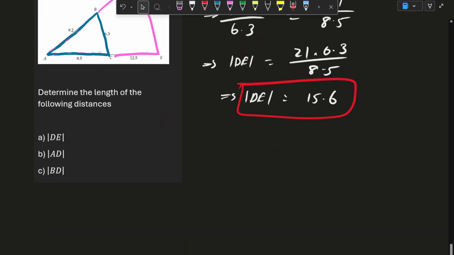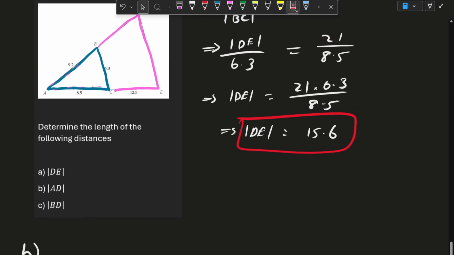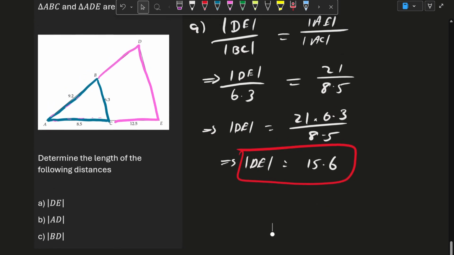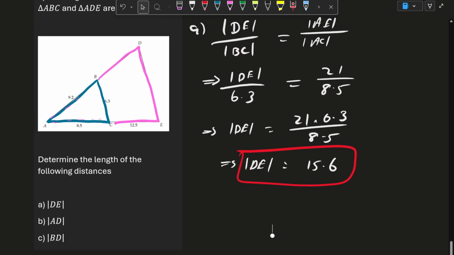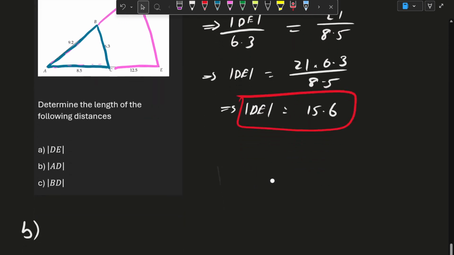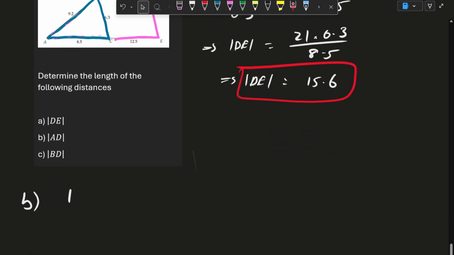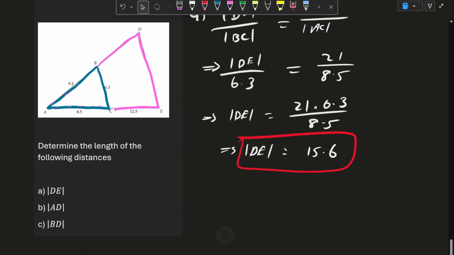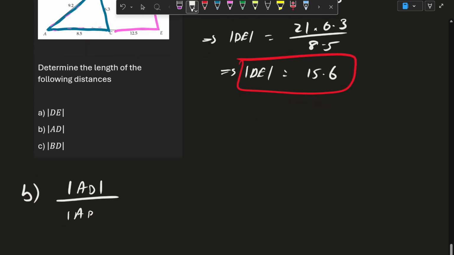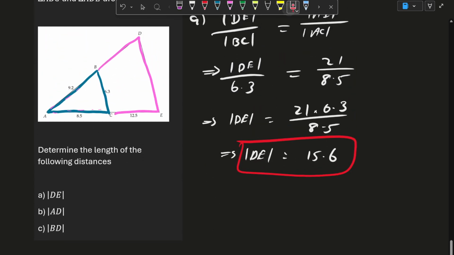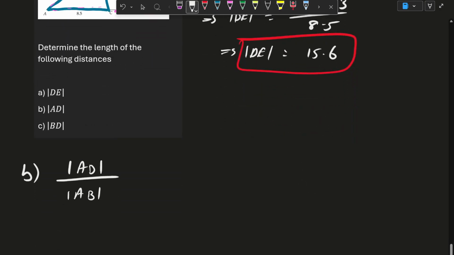Okay, that's the first part. Part B wants us to find the length of AD, which is the entire length here. Now, using the exact same thing, we can use the bigger over the smaller strategy. So we want the length AD, which belongs to the bigger triangle, so AD all over the smaller triangle, which will be AB. So AD over AB equals AE over AC. So bigger over smaller always.